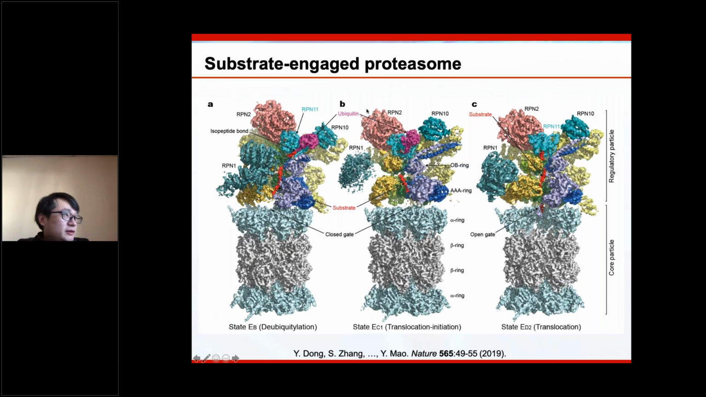So apparently the ubiquitin has detached from the substrate, while the substrate is going deeper into the ATPase ring. And in the ED2 state, the ubiquitin on the deubiquitinase is even released. It's gone because we don't need it anymore, right? So the substrate goes into processive translocation mode. And in the meantime, you will see that the whole regulatory particle undergoes dramatic conformational change, which we will show in another movie.